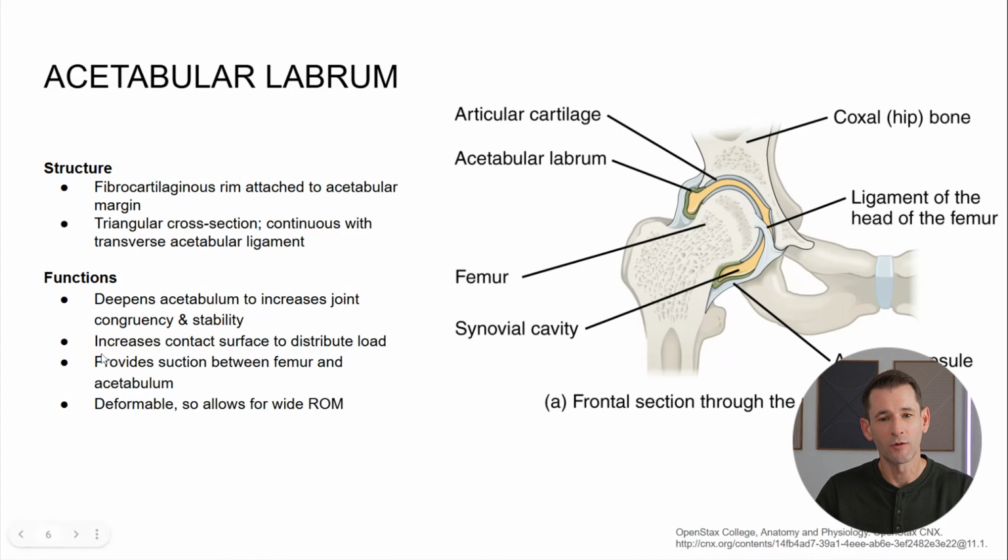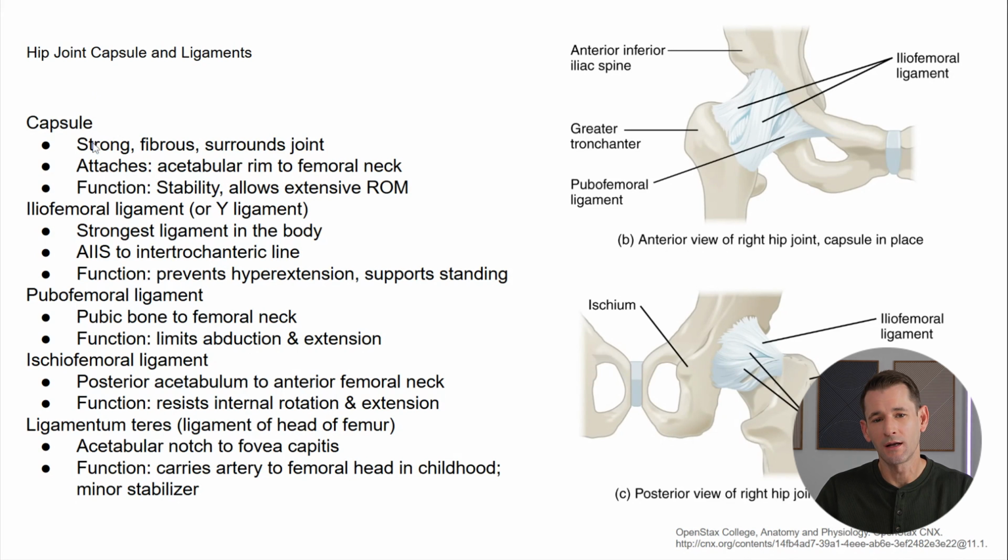And because it's deformable, it helps to create a suction between the ball, the femoral head, and the socket, the acetabulum. That suction allows it to have more stability. It also increases the amount of area for that synovial fluid, which is needed to lubricate that joint. Surrounding that acetabulum, that acetabular labrum, that femoral head, is the hip joint capsule. So it runs from the acetabular rim to the femoral neck, and it provides stability to that hip joint. But it also allows for that extensive range of motion that the hip joint needs.